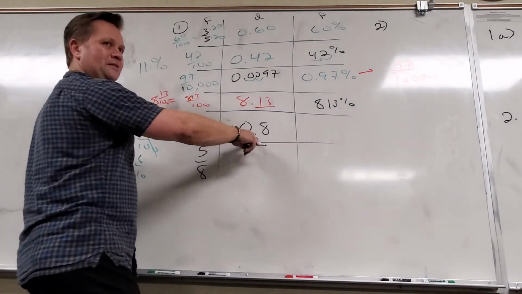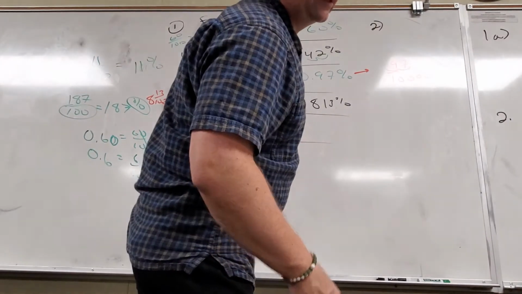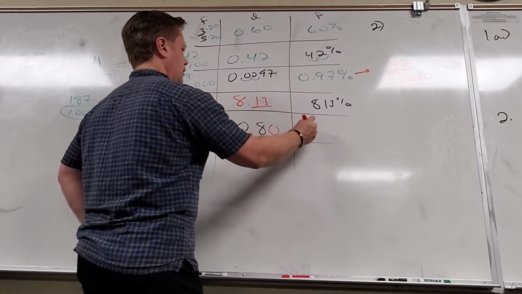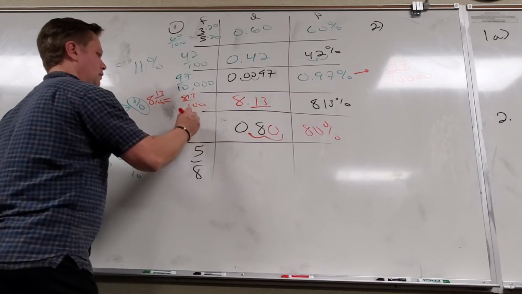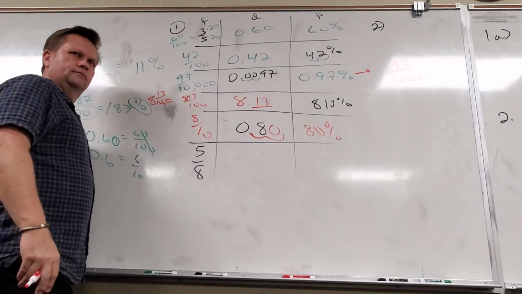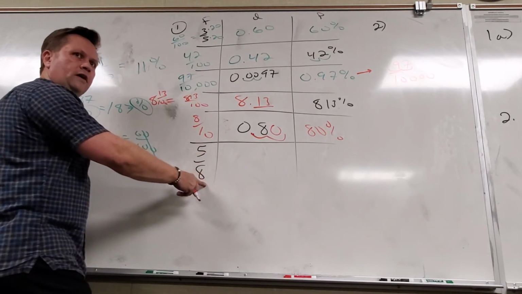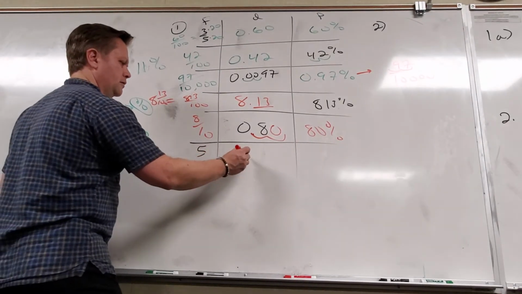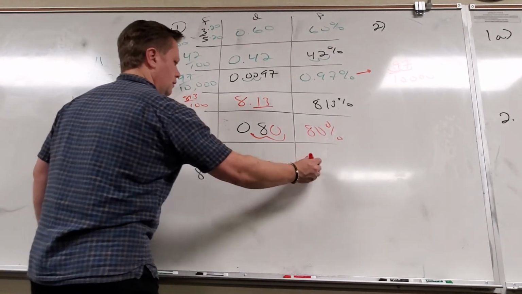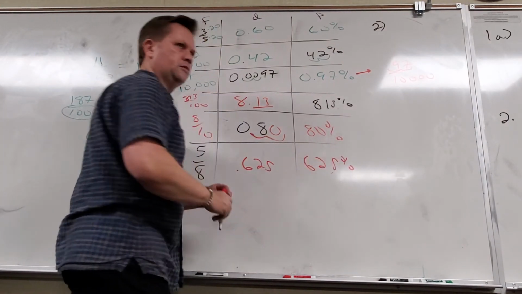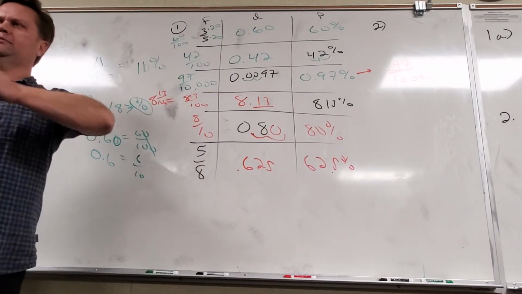Real quick. Is this 0.8? Is that right? Yes. So 80%. 8/10, right? No? And then 5/8, you had to divide that. What do you guys get? 62.5%. All right. We'll finish that one up next time.